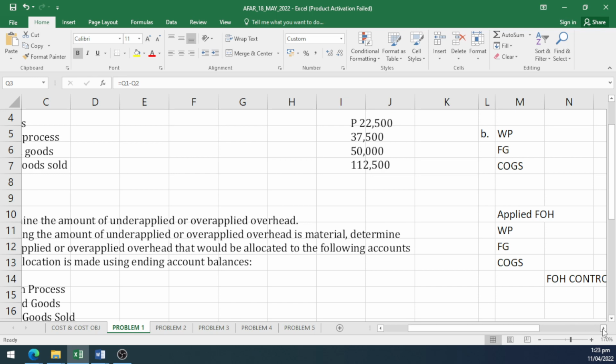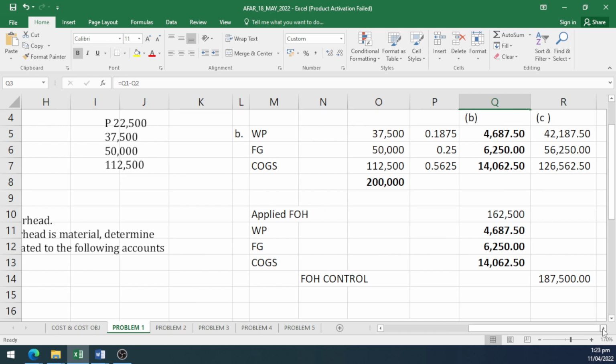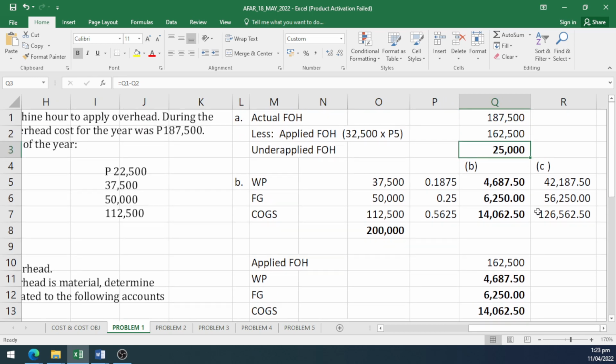So, i-allocate natin yung 25,000 under-applied factory overhead. 37,500, 50,000, and 112,500. Our common denominator is 200,000. So, the fraction of the work in process is 37,500 over 200,000, or that is 18.75%.